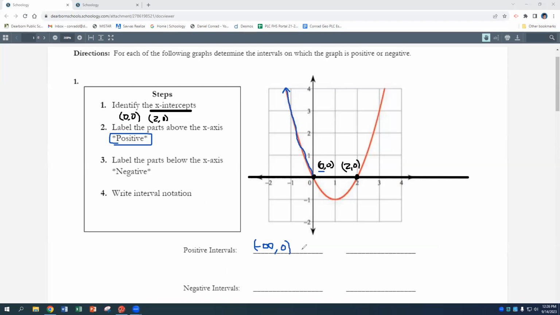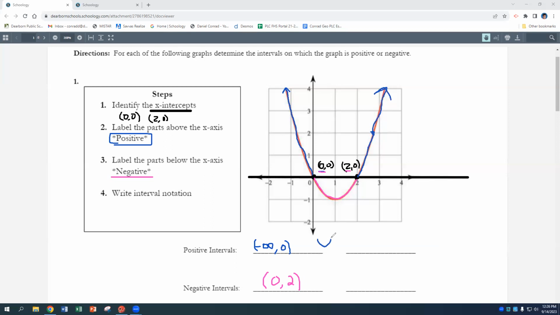And then our function becomes negative. I'm going to use pink here for negative. So now we're negative, below the x-axis, all the way until we reach 2, 0. So we're negative from 0 until 2. And then we become positive again. After we get over 2, we become positive again, and we're above the x-axis this whole way.